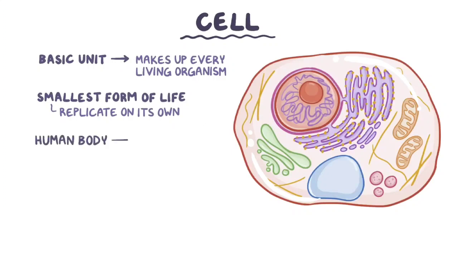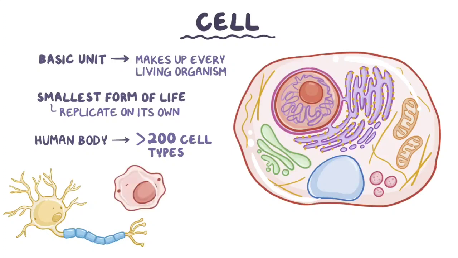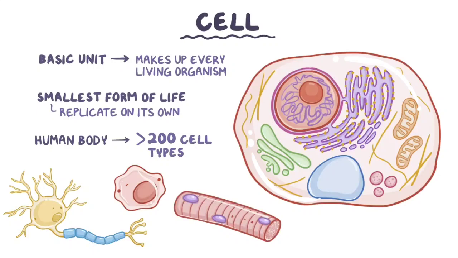The human body alone has over 200 distinct cell types, from long, skinny neurons that can go over 1 meter long, to macrophages that gobble up pathogens, to myocytes that contract to let you flex your muscles. But despite their differences, they do share a lot of similar features.